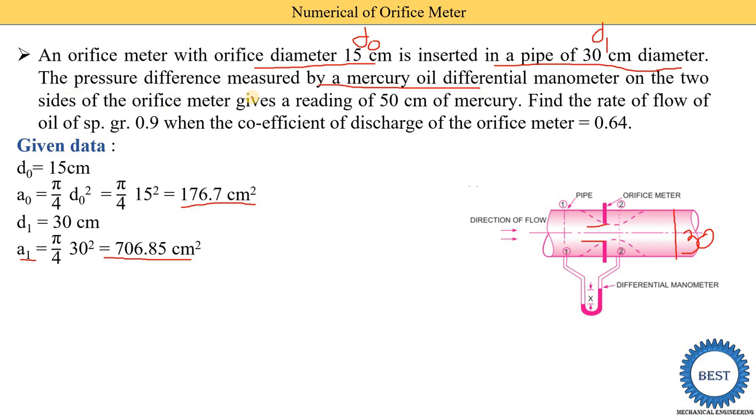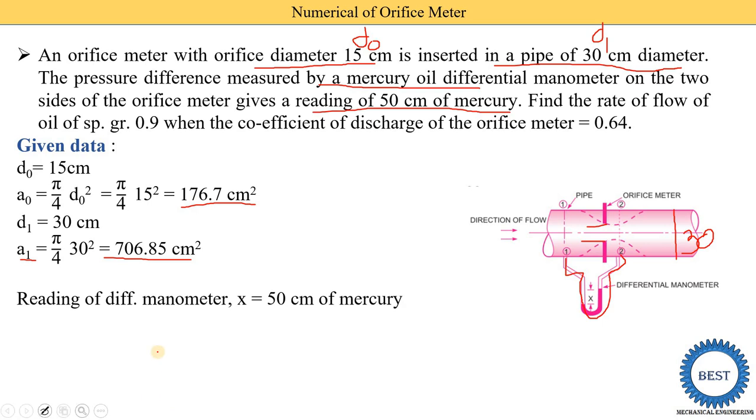The pressure difference measured by a mercury oil differential manometer on the two sides of the orifice meter gives a reading of 50 centimeter of mercury. Means in a pipe, one differential manometer is fitted, and this is the mercury oil differential manometer, and this difference x is 50 centimeters. So here we note down the reading of differential manometer x is 50 centimeter of mercury, and we need to find the rate of flow of oil, and the specific gravity of oil is 0.9.